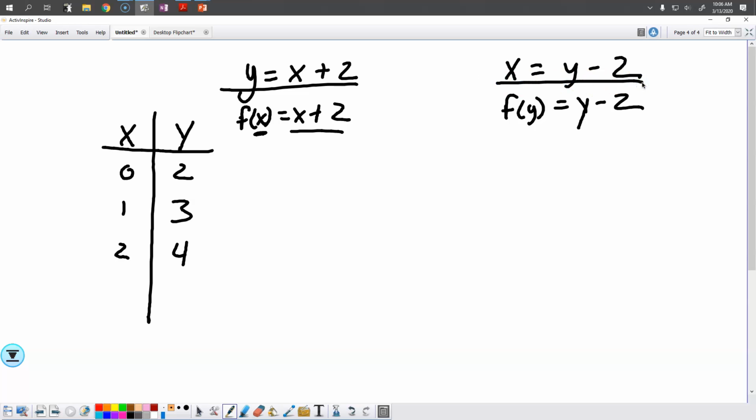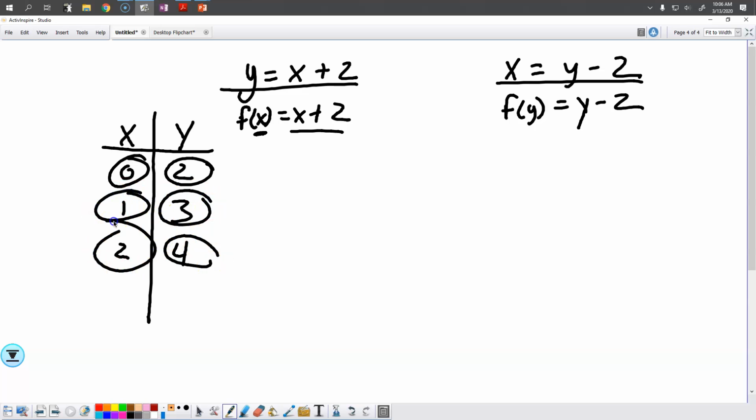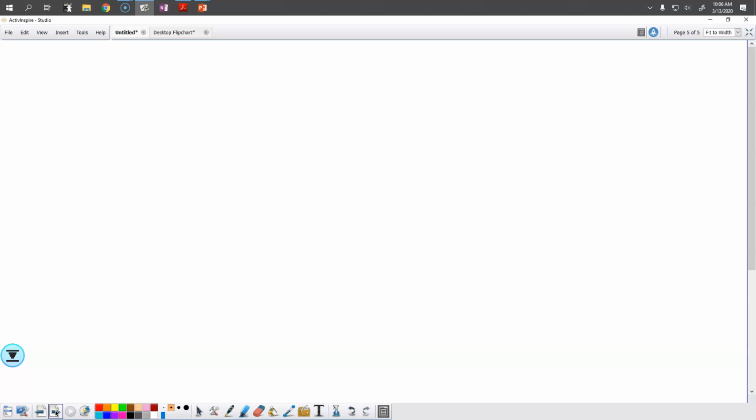But it's still true. If you were to plug in 2 over there, what would you get? 0. If you plug in 3, what do you get? So you get all the same points. It's just a function that's in terms of y instead of x. Well, today we're going to be doing some integrals, but we're going to be doing them with respect to y. So first of all, let's compare and contrast these a little bit.